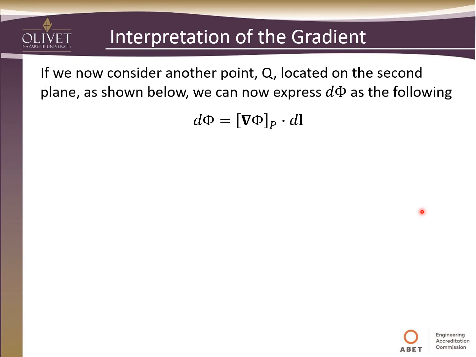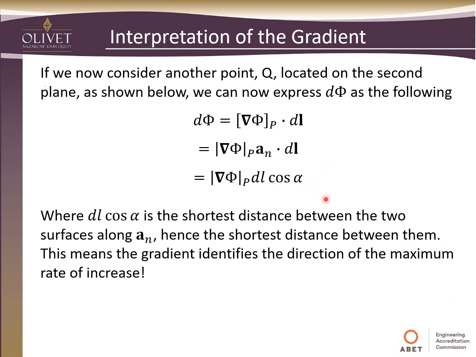When we look at our derivative of phi, defined as the gradient evaluated at a point dotted with this dl value, we just demonstrated on the previous page that that's the same thing as the magnitude of the vector times the unit vector normal to the plane dotted with that differential length. To take this dot product, we can just take the scalar value of dl, the length of that vector, times the cosine of that angle between them. Where dl cosine alpha is the shortest distance between the two surfaces along a_N. This means the gradient identifies the direction with the maximum rate of increase.